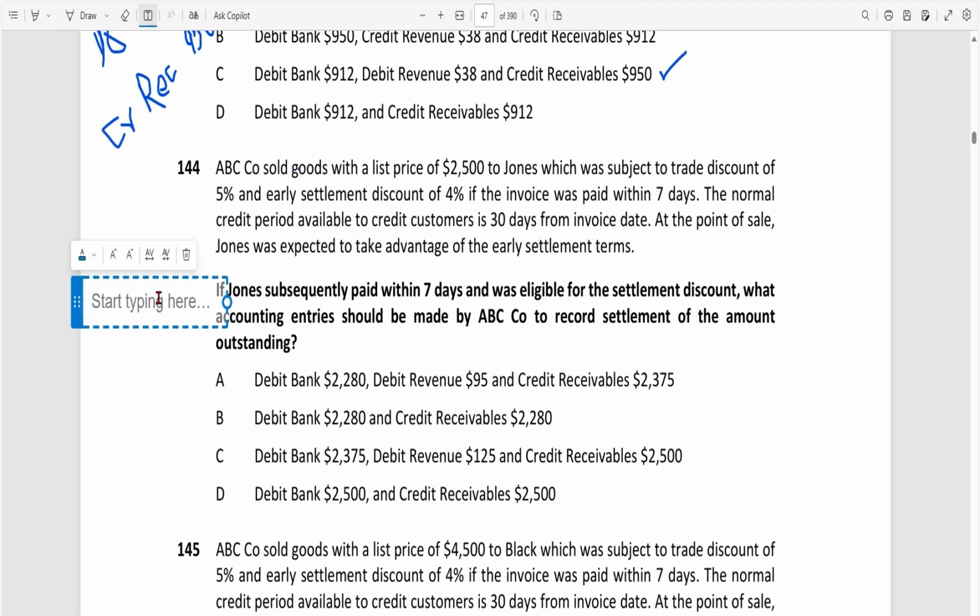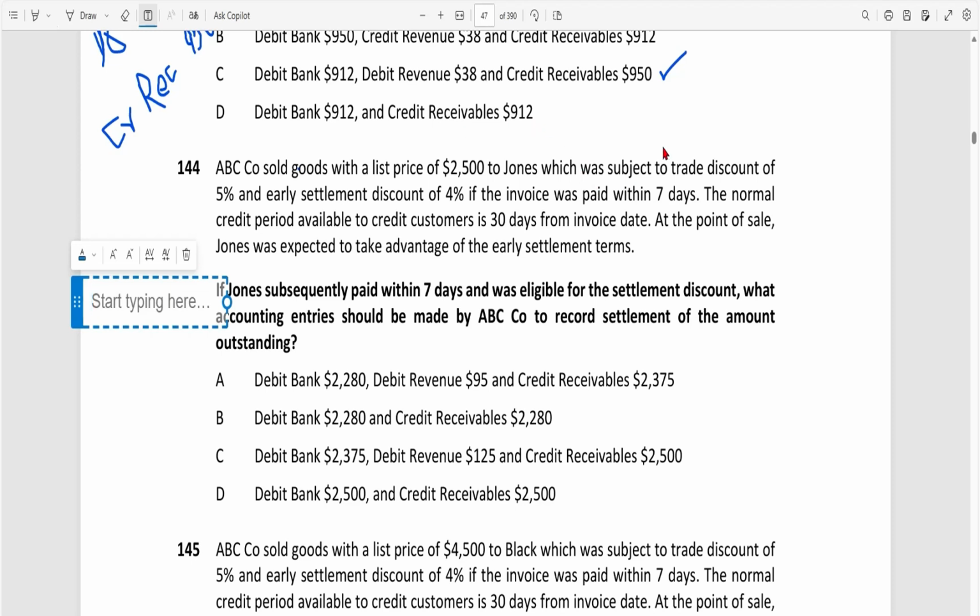It was offered to the customer that if you pay the invoice within 7 days, you will be entitled to a discount of 4%. Okay, so the normal credit period available to the credit customer is 30 days from the invoice date at the point of sale, and Jones was expected to take advantage of the early settlement terms.